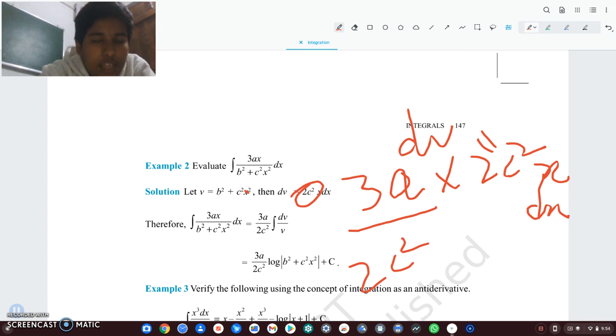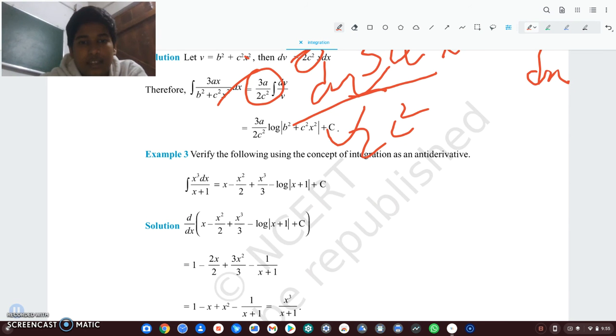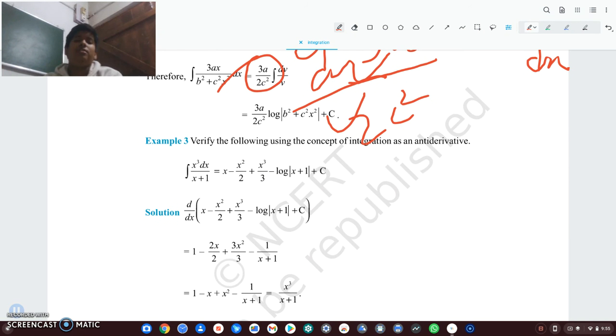So 3a upon 2c square is constant, and what we got is dv upon v, taking the denominator as v, and therefore the integration of dv upon v would always be log v. So 3a upon 2c square log v, and as we know, we had put the value of v as b square plus c square x square. So we can put the value here of v as b square plus c square x square, and we get this answer.